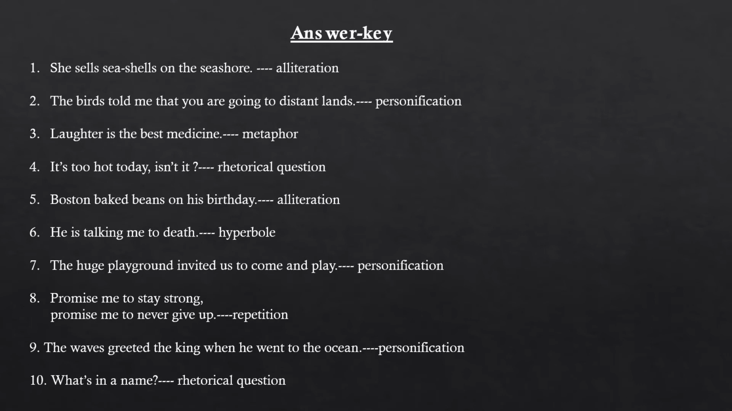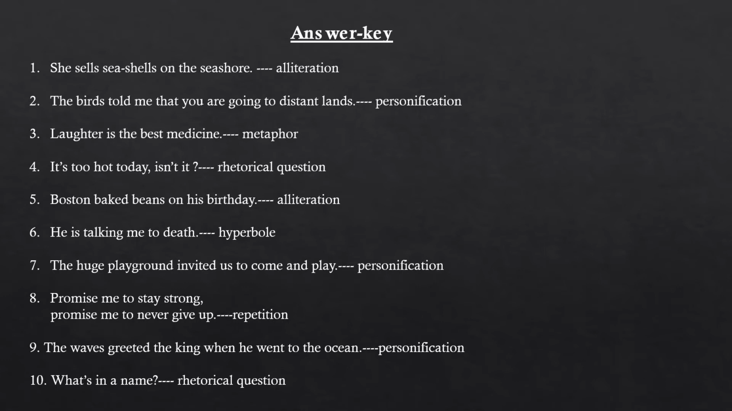So here is your answer key. The first sentence, she sells seashells on the seashore. This is an example of alliteration because the sh sound in she and shells has been repeated, and also the s sound, that is for cells, and again s has been repeated. So the consonant sounds have been repeated in consecutive words in this particular sentence.